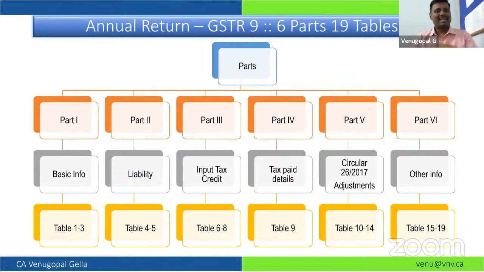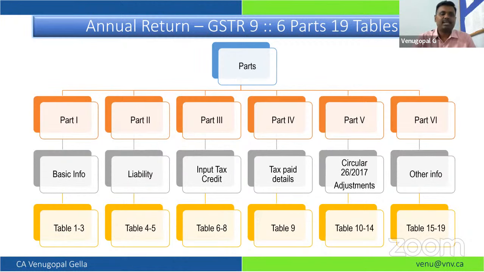After liability, ITC is computed and reported in 3 tables, part 3, tables 6, 7 and 8. Table 6 is the ITC that has been availed. Table 7, the ITC that has been reversed. Table 8, the most important table, is the reconciliation with GSTR 2A. Then comes the net tax payable and paid, which is part 4 and table 9. Ideally, my annual return should be complete with this. However, we know the concept of a revised return doesn't exist in GST.